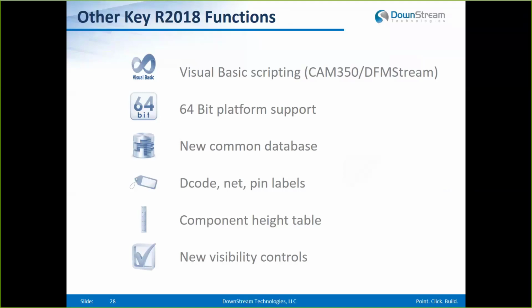You'll see some labels on the CAM350 side that are really going to help you as far as visualization, and when you're basically just looking at the data, you get a lot more information now. There's a component height table that you can modify if your CAD database for whatever reason doesn't have component height but you want to see it. You can modify those, and then of course some new visibility controls throughout both tools.